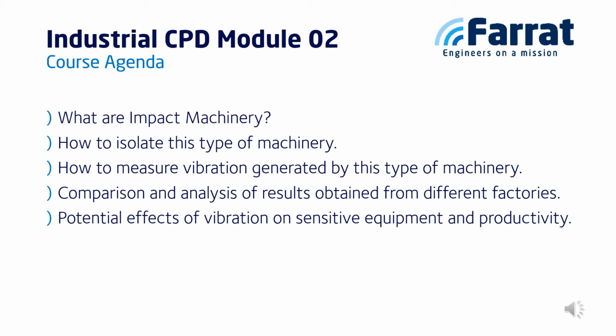First, we will define what impact machinery is. Secondly, we will present practical techniques to isolate this type of machinery and demonstrate what a typical Farrat anti-vibration system looks like. Then, we will explore ways to measure vibrations generated by impact machinery and show how this procedure has been used to undertake vibration surveys on similar impact machines from different factories.